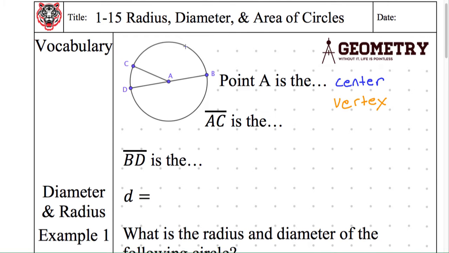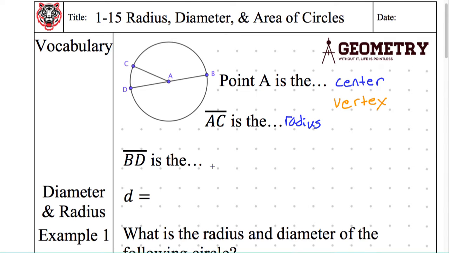All right, line segment AC. Notice it's not a line because it does not have the arrow, so line segment AC is the radius. In fact, that's how a circle is defined. A circle is a certain radius from one point. All points a certain distance away from the center. A radius is the huge thing that defines a circle. You need a point and you need a radius, and then you can make a circle.